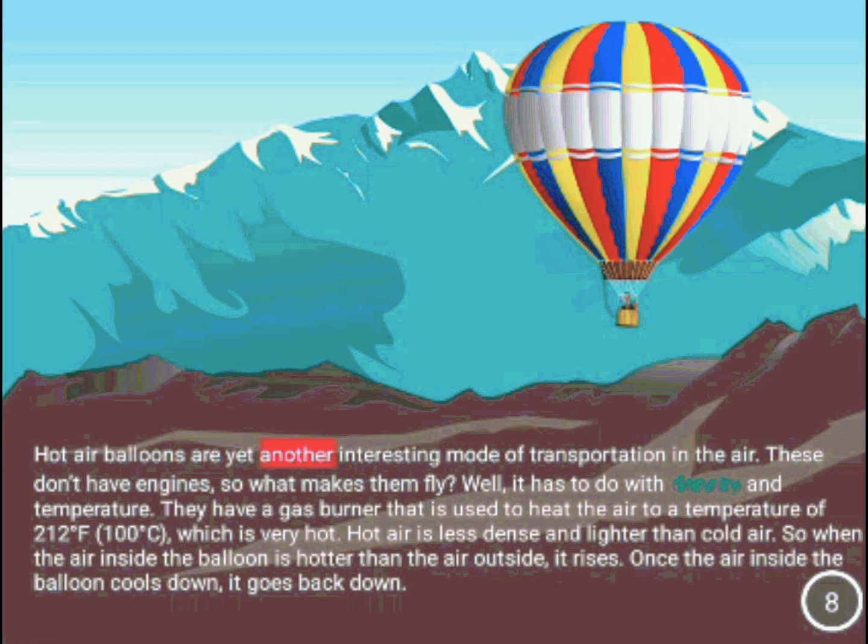Hot air balloons are yet another interesting mode of transportation in the air. These don't have engines, so what makes them fly? Well, it has to do with density and temperature. They have a gas burner that is used to heat the air to a temperature of 212 degrees Fahrenheit, 100 degrees centigrade, which is very hot. Hot air is less dense and lighter than cold air. So, when the air inside the balloon is hotter than the air outside, it rises. Once the air inside the balloon cools down, it goes back down.